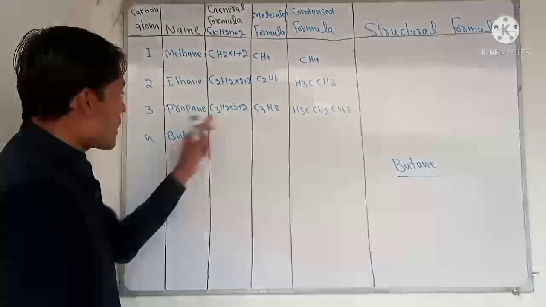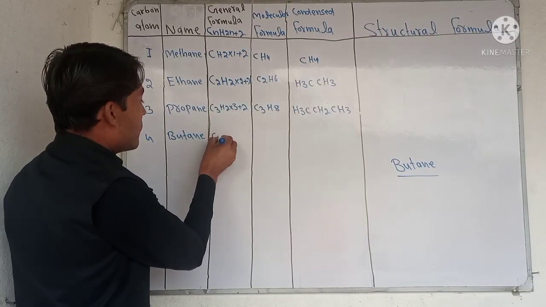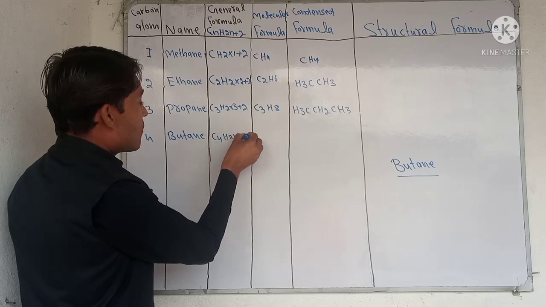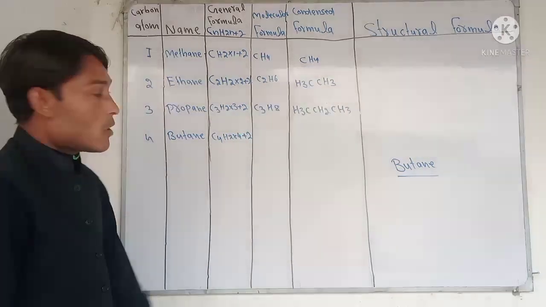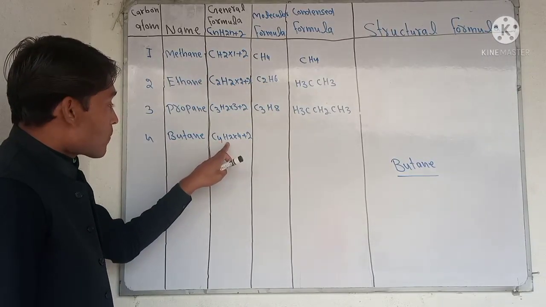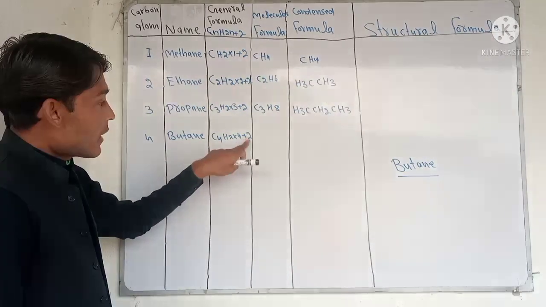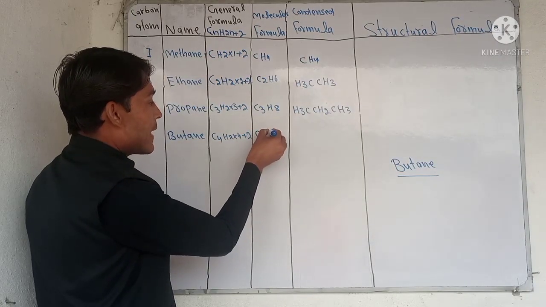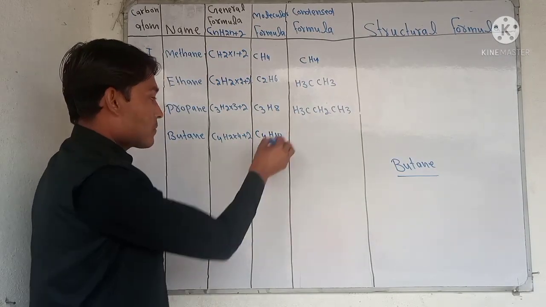Now let's increase the carbon. So the number of carbons will be 4, and H is 2 multiplied by 4 plus 2. So now let's make the molecular formula. We have 2 fours are 8 and 2, so we get 10. C4 and H, that is called 10.